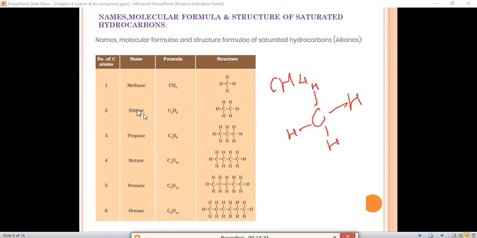Our next compound is ethane. So what is the formula of ethane? C2H6. Formula of ethane is C2H6. Here we have 2 carbon atoms and 6 hydrogen atoms. Third member is propane with carbon number 3, C3H8.